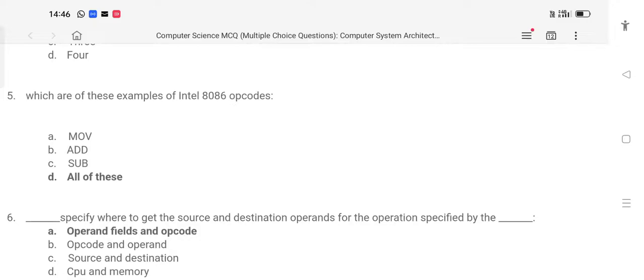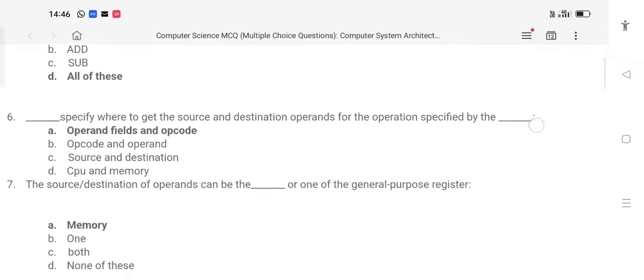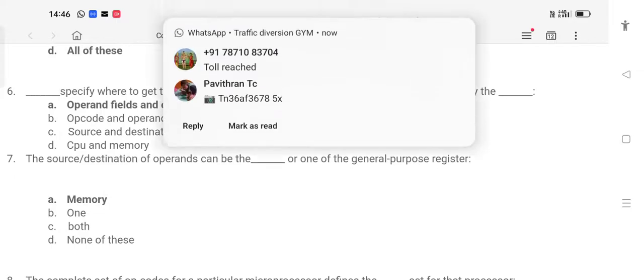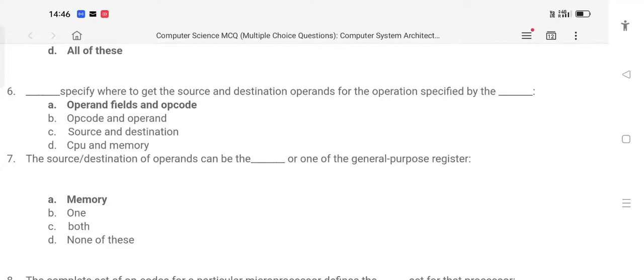Which of these is an example of Intel 8086 opcode? Move, add, sub, all of this. Answer: all of this. Dash specifies where to get the source and destination operand for the operation specified by the dash. Answer: operand field and opcode.